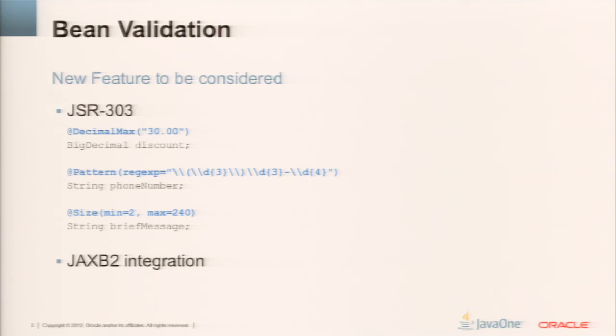There's the spec which defines bean validation, and it allows you to specify a set of constraints on your objects, either by using the constraints already present in the bean validation specification, such as the size constraint you see on the slide, or by defining your own constraints, such as a phone number or some ID for your database.